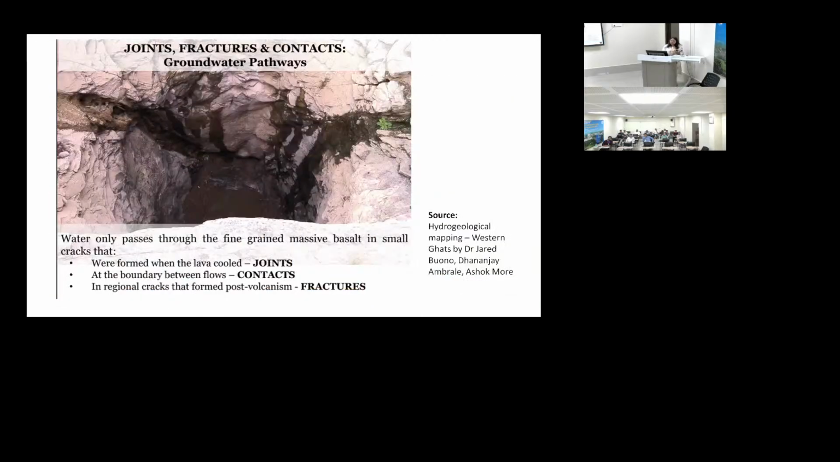So, to conclude, a spring cannot be generated by a single factor, like only a fracture will generate a spring, or a contact will generate a spring. It can be a combination of joints, fractures and contact. So, here is an example of a volcanic spring in Maharashtra. Here the contact of the first flow and second flow is there, fracture is also there, faulting is also there. So, everything is contributing to this spring.